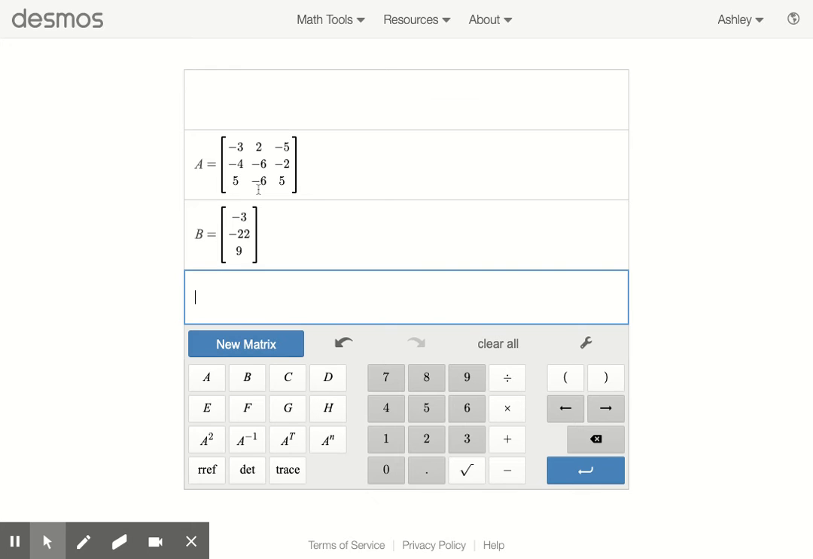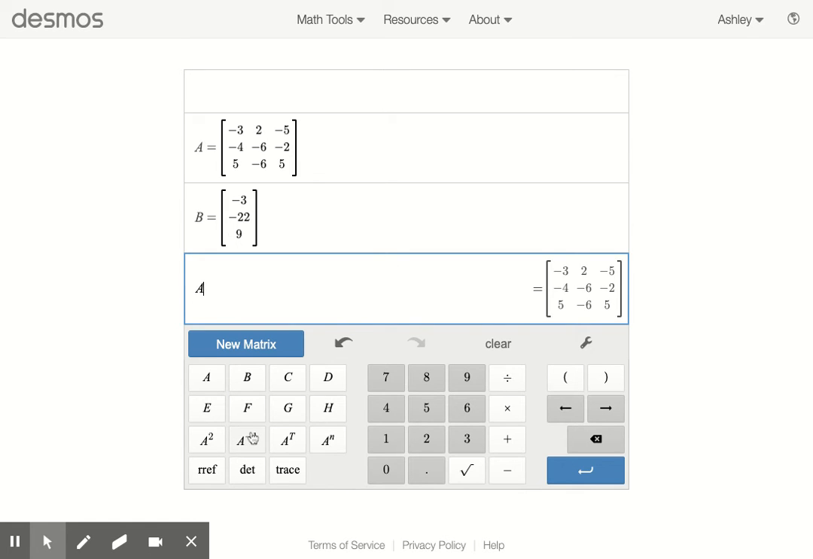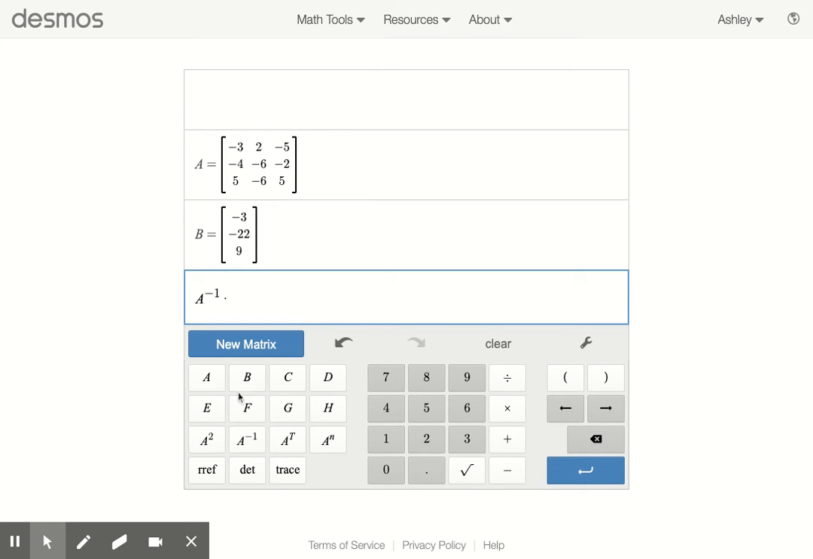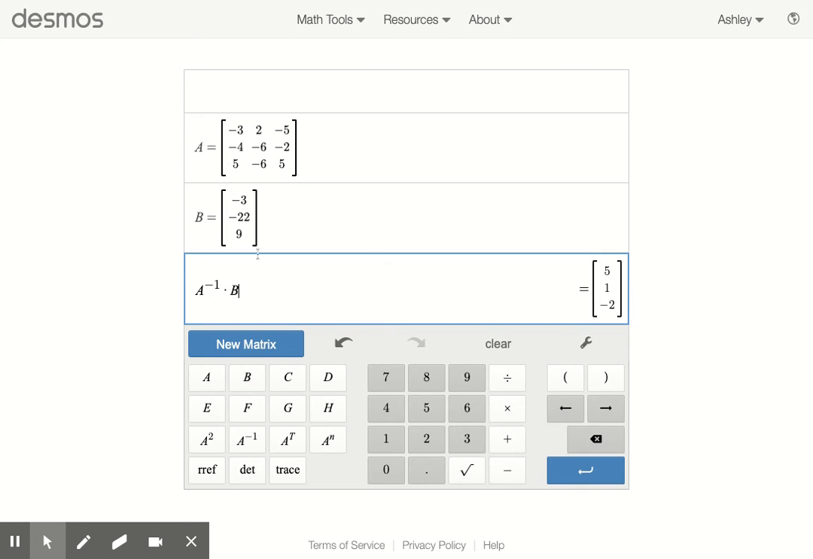Okay, now we are going to solve using the inverse matrices. So what you do is you take your A matrix and take the inverse of that, and then you multiply it by your B matrix, which is the answers to the equations, and then these are the answers to your problem. So negative 5 is the answer for x. X is negative 5, y is 1, and z is negative 2.